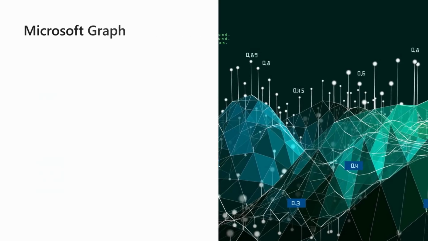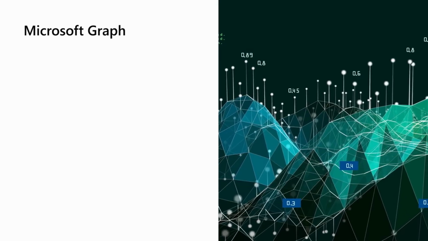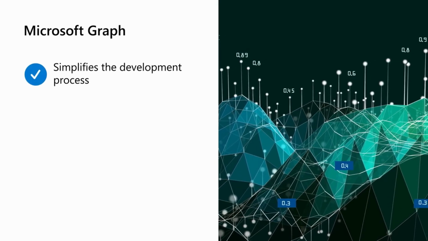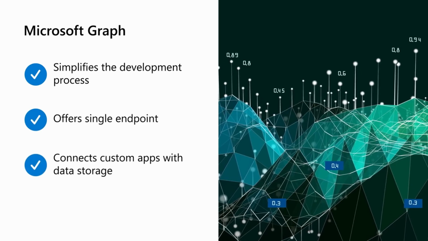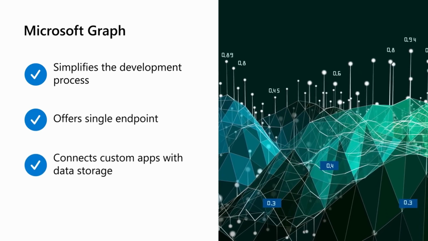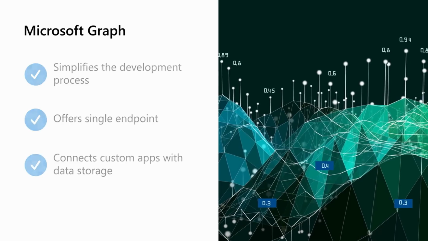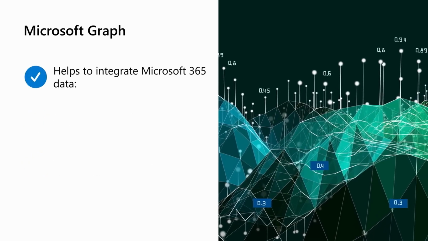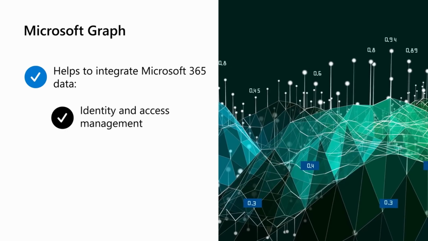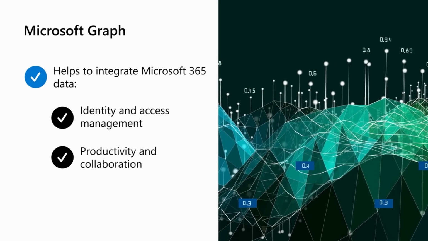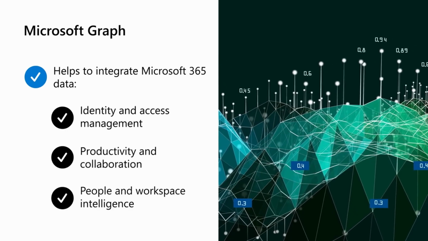Next, you moved to Microsoft Graph. Microsoft Graph simplifies the development process by offering a single endpoint to connect custom apps with data stored in Microsoft 365 services. Microsoft Graph helps to integrate Microsoft 365 data into applications using identity and access management, productivity and collaboration, and people and workspace intelligence.